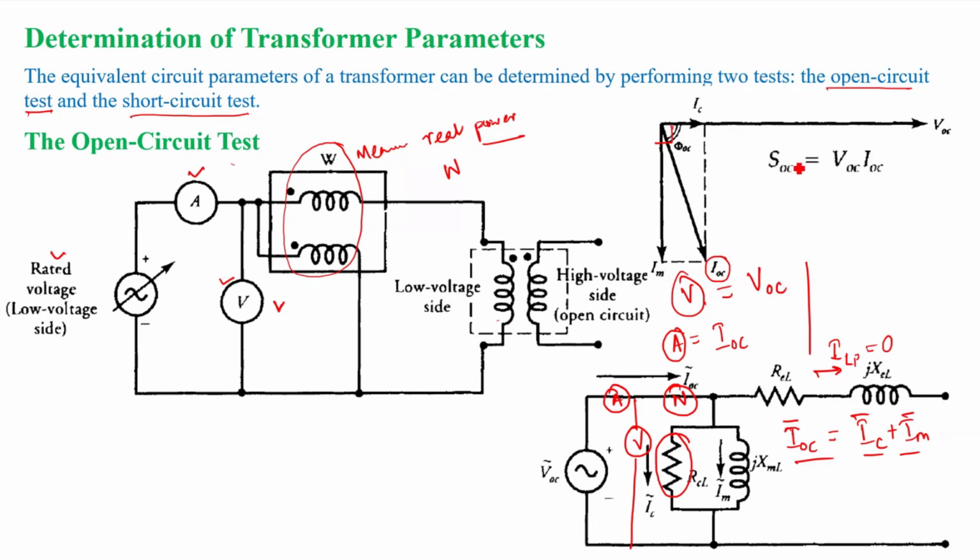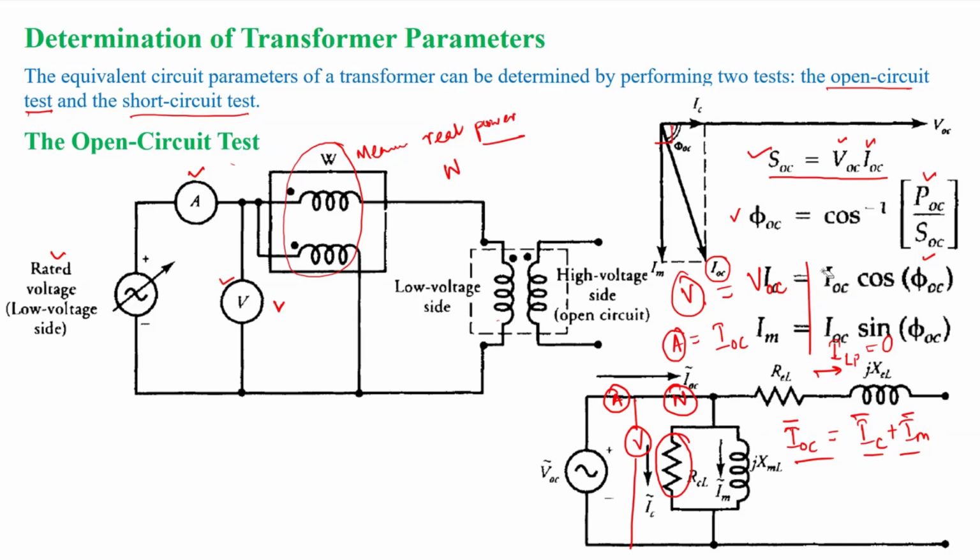Okay. So now under this condition the apparent power SOC will be equal to VOC into IOC. Now I can find the power factor angle phi OC. Phi OC will be equal to cos inverse of POC by SOC, because I know VOC and IOC from the measurement, so I can calculate SOC, and I know POC from the wattmeter reading, right? Therefore I can calculate phi OC, that is the angle between VOC and IOC. That means IOC is lagging by phi OC. So phi OC is equal to cos inverse of POC by SOC. Okay. Obviously, because POC will be in this direction and SOC will be in this direction.